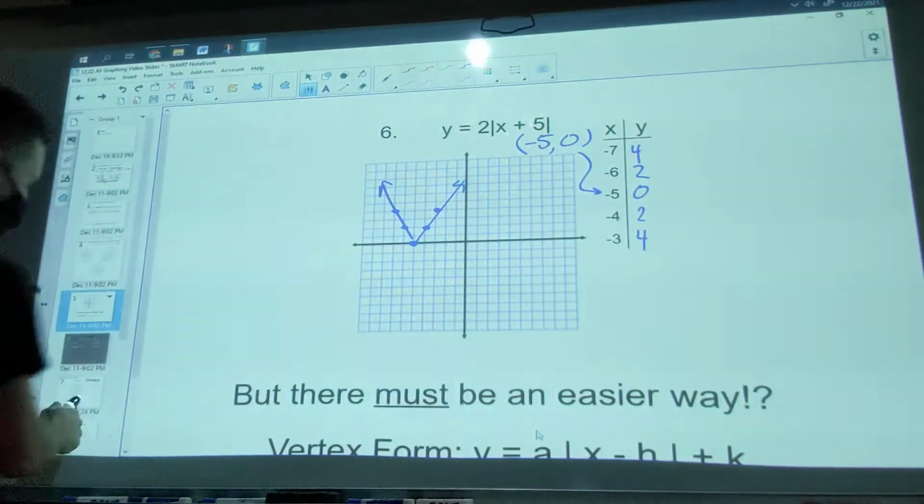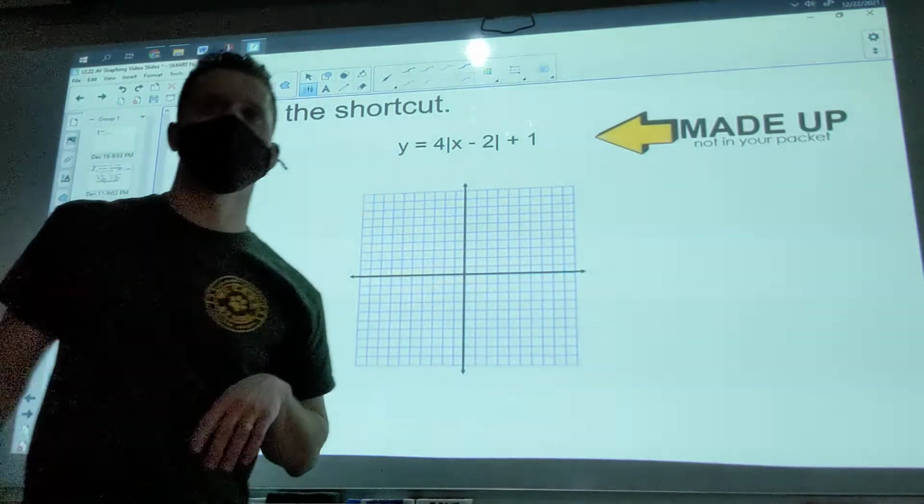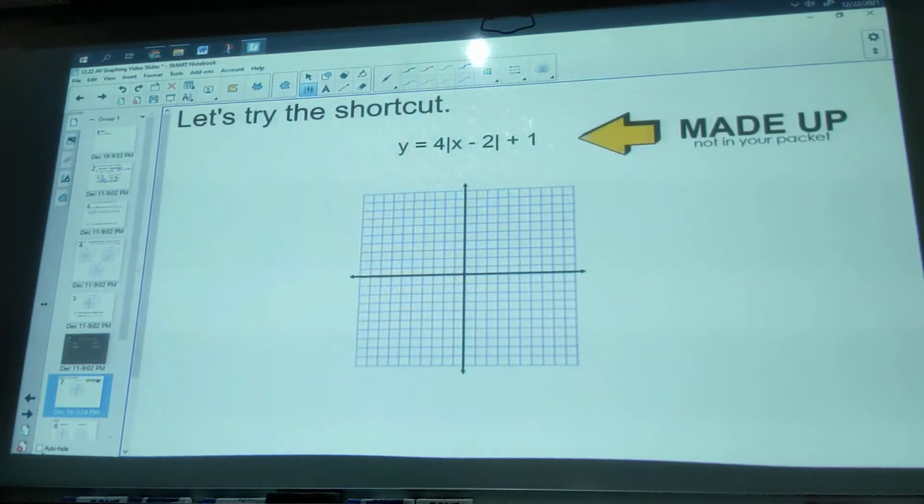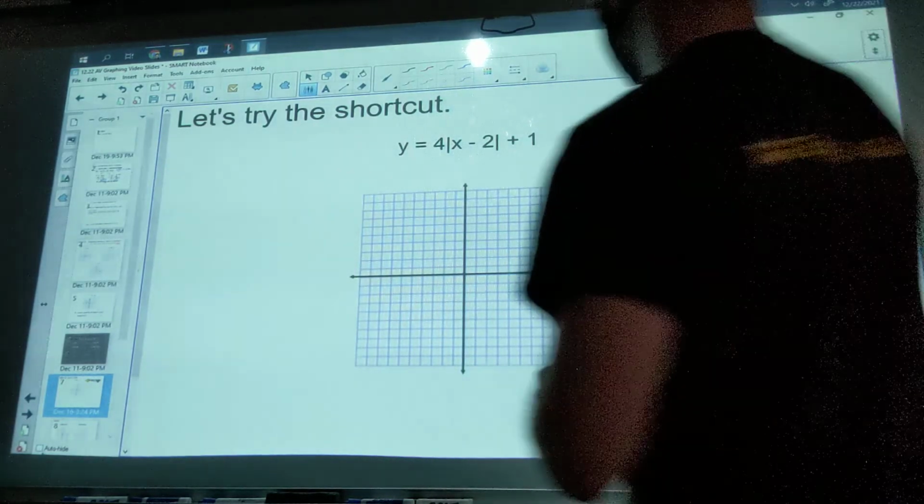It's another method. Oh, here it is. This is just up here. It's not on your packet. No. So here we go.